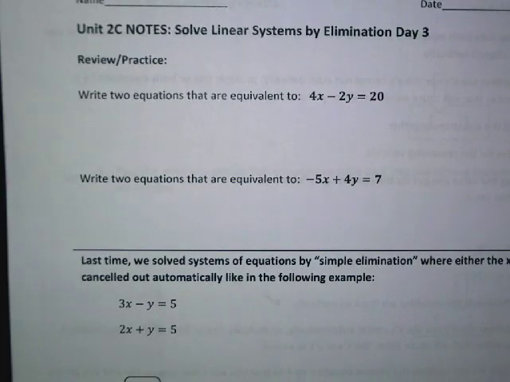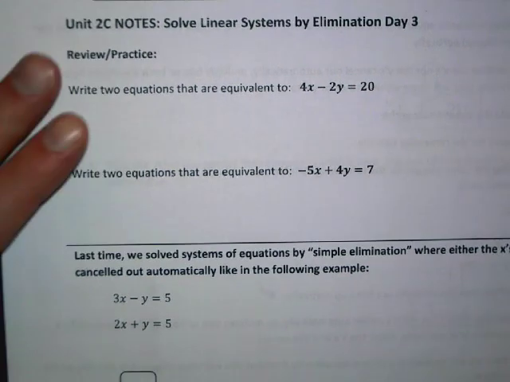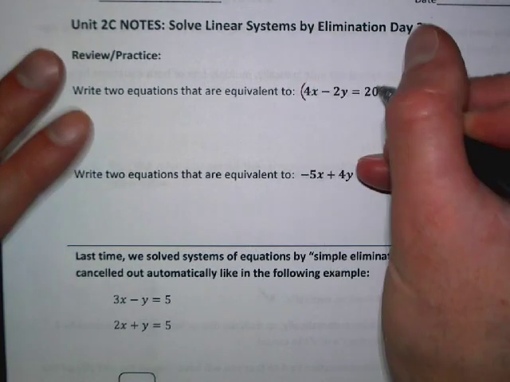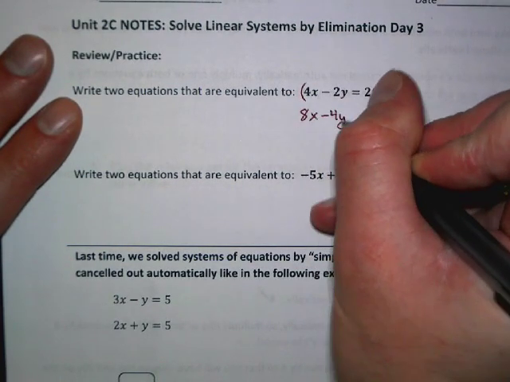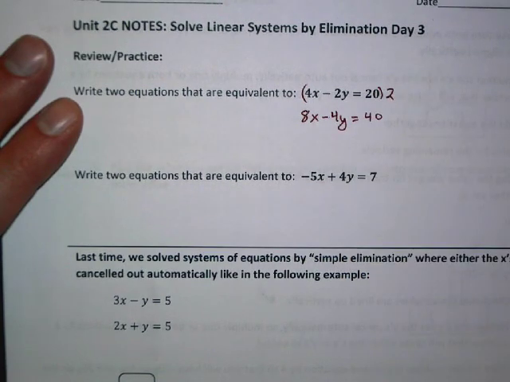Okay, continuing with solving systems by elimination. Up at the top here, way back earlier in the year, we talked about how to write an equivalent equation. We talked about we could multiply that equation by any number as long as it was the same number. Multiply all three terms and it becomes equivalent. So for instance, I could multiply this whole equation by 2. And that would become 8x minus 4y equals 40.